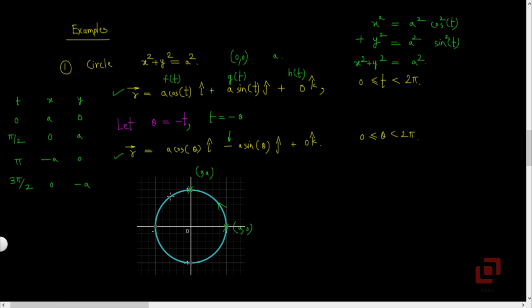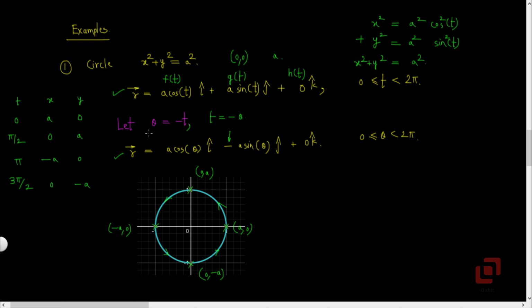Then if we continue our journey on this circle, when t becomes pi, we reach the point minus a, 0. Then when t is 3 pi by 2, we reach the point 0, minus a. And then we again come back to the initial point a, 0. So when we represent the circle by this equation with parameter t, the orientation of the curve is anti-clockwise.